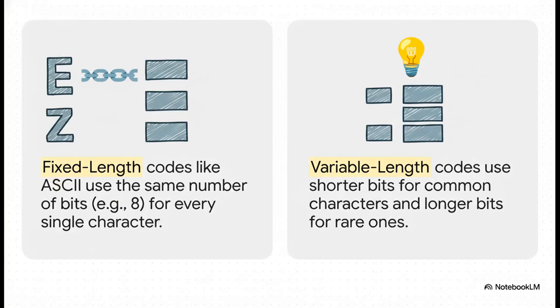See, most standard systems, like ASCII, use what's called a fixed-length code. It means every single character, whether it's super common or super rare, gets the exact same amount of space, usually 8 bits. It's simple for sure, but it's also incredibly wasteful. So the big idea behind Huffman coding is to flip that on its head and use variable length codes. Give the common letters nice short codes and give the rare letters longer ones. It just makes sense, right?